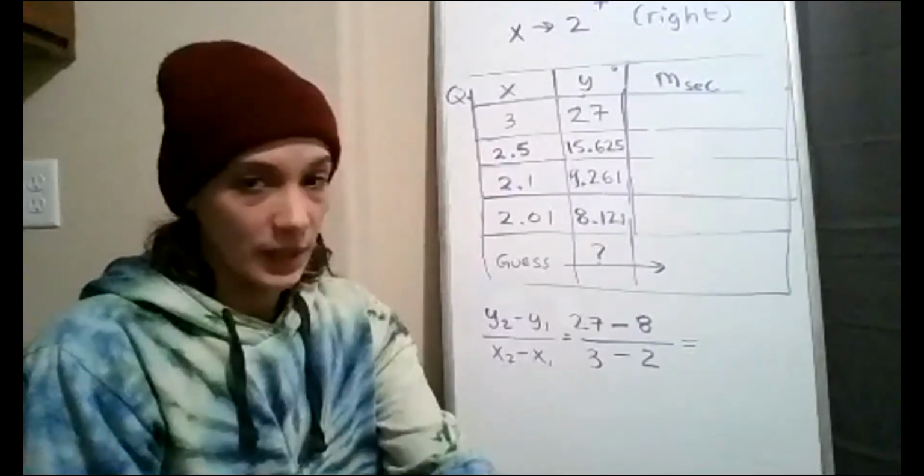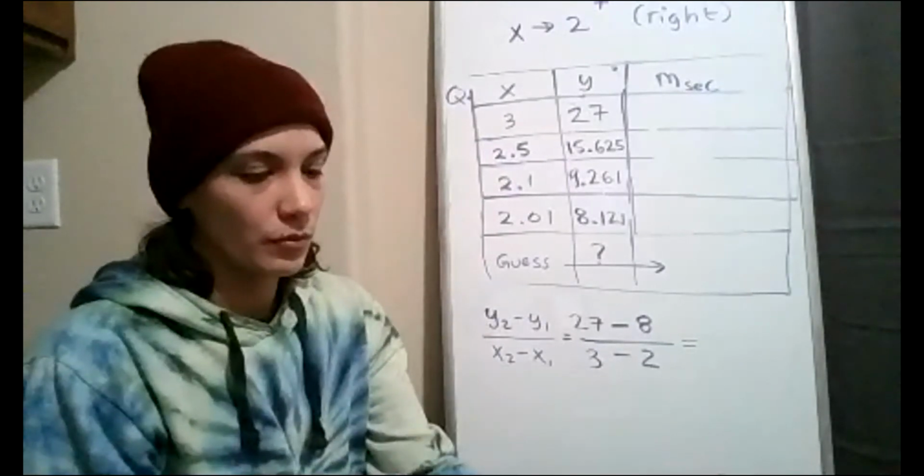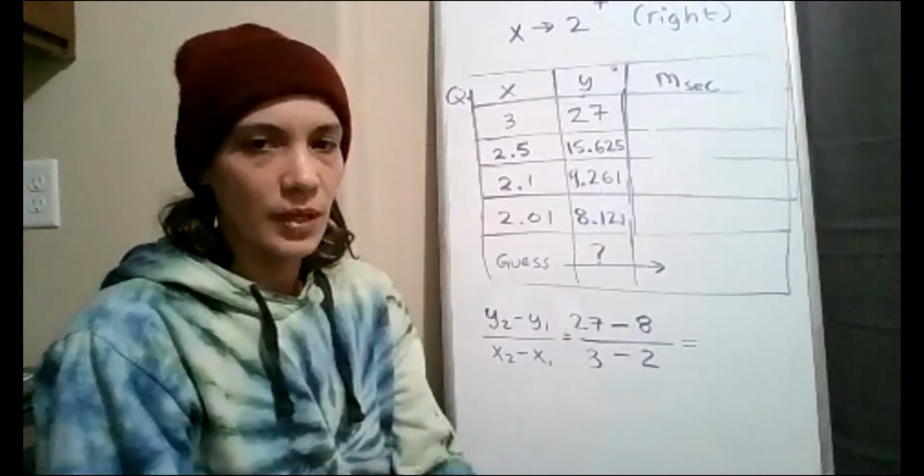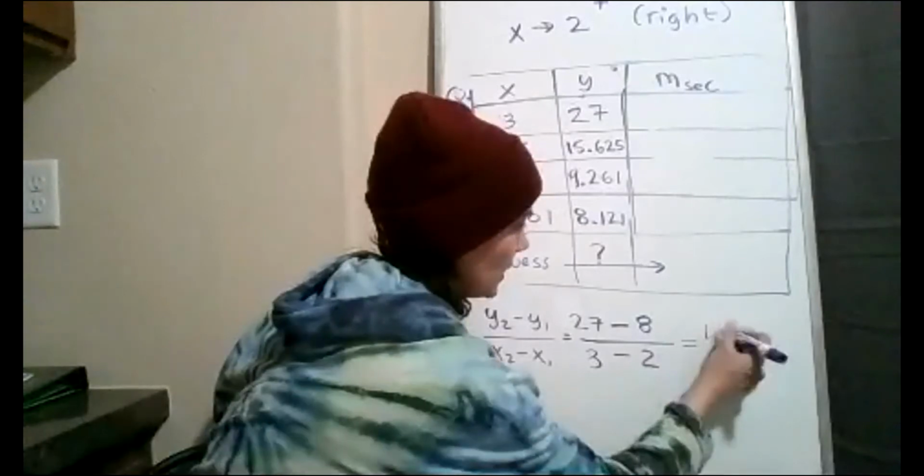Okay, so I got negative 19 over negative 1. Wait, hang on. Oh, it would be 19 over 1. Okay, 19.